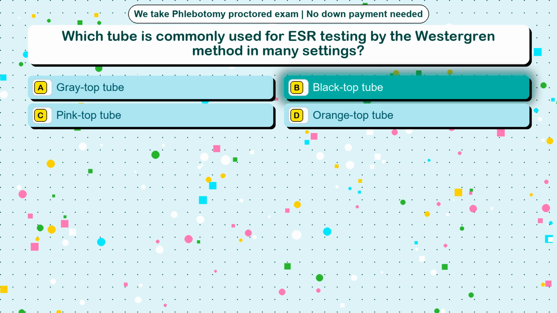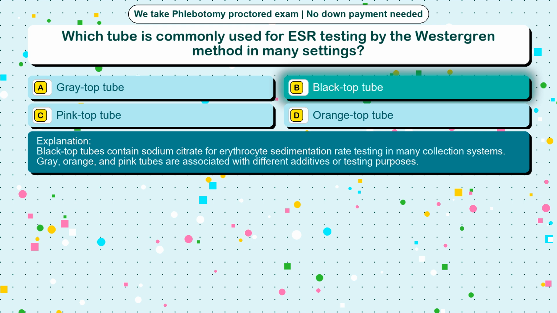The correct answer is option B, black top tube. Black top tubes contain sodium citrate for erythrocyte sedimentation rate testing in many collection systems. Gray, orange, and pink tubes are associated with different additives or testing purposes.